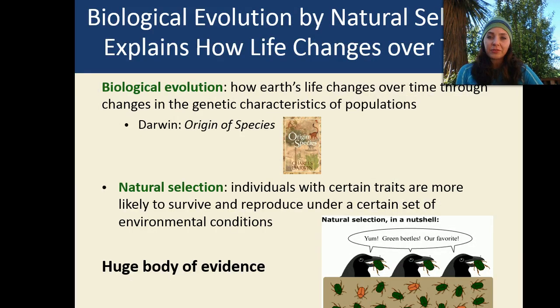So biological evolution by natural selection explains how life changes over time. By definition, biological evolution is how Earth's life changes over time through changes in the genetic characteristics of populations. Now, one thing I want to make sure you remember is that populations evolve. Individuals do not evolve. A whole population evolves over large amounts of time.